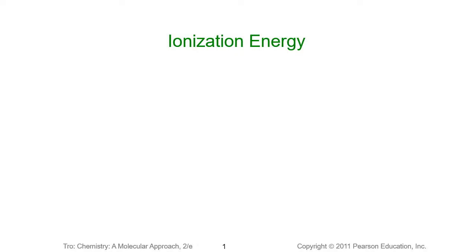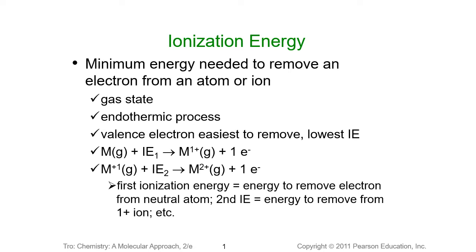The ionization energy is the amount of energy that we need to add to take an electron away from an atom or an ion. This is done in the gas state, and it is an endothermic process, which means we have to put energy into taking that electron away. So valence electrons are the easiest to move. They have the lowest ionization energy, and we abbreviate ionization energy IE. So when we're taking valence electrons away, it's pretty easy.